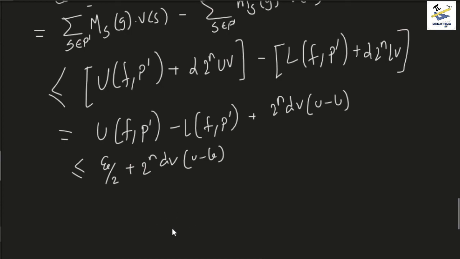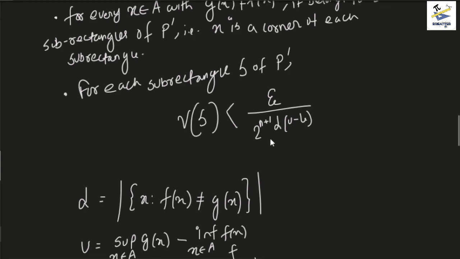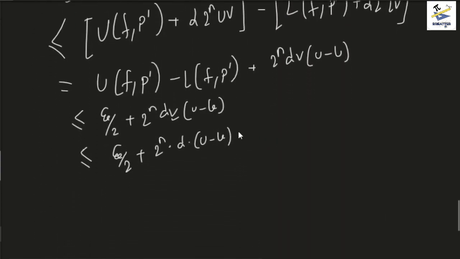But we know that this v is less than a particular thing, so what we can do is this: epsilon by 2 plus 2 to the power n into d into u minus l, and v was less. If you go above, what we can see is that v is less than epsilon by 2 to the power n plus 1 d into u minus l. So epsilon by 2 to the power n plus 1 into d into u minus l, right?